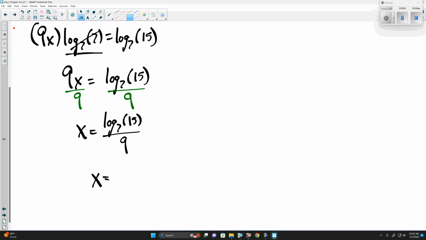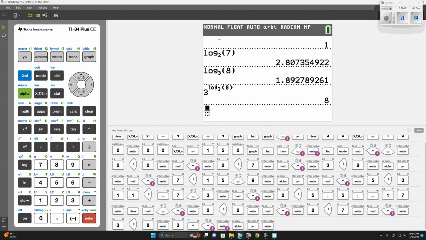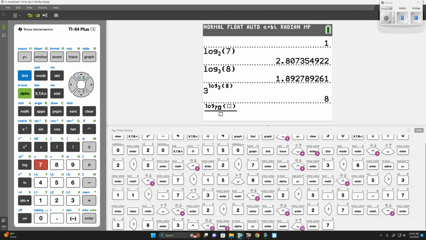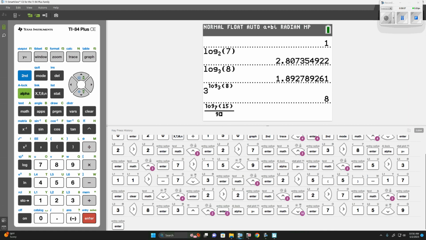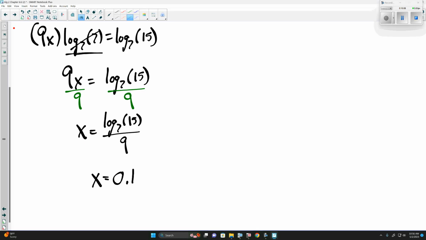And with any of these here, as we've seen to this point, most of the logs that we're going to be dealing with are not going to give us a nice number, a nice decimal. So we'll need to wait on plugging them in. So in the graphing calculator, we can go alpha y equals enter, math, log base 7 of 15, and the whole thing divided by 9. So x is equal to 0.155, approximately. But that's it.